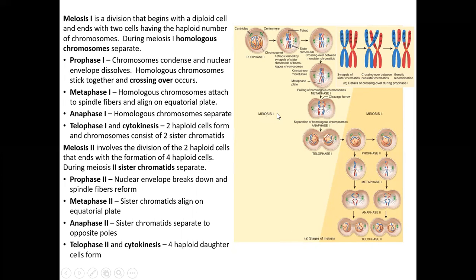So just to reiterate, we start with a diploid cell. That cell becomes 2 cells, each of which is haploid. By the time we divide those 2, we have 4, and we don't go from haploid to anything else. So they stay haploid in meiosis 2.